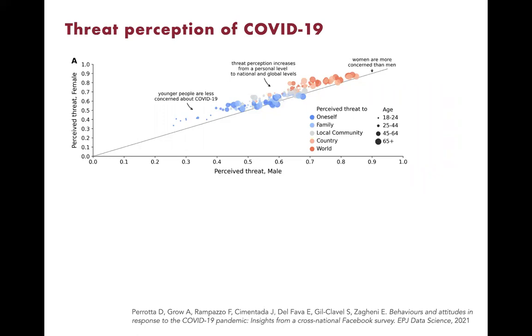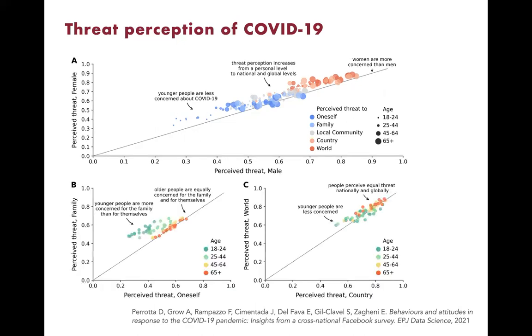And here we can observe a couple of things, right? First of all, this interesting pattern in how respondents perceived higher threat nationally and globally than personally. Secondly, the threat perception was higher among women, except for the threat to oneself and to the family for people aged 65 plus, and we're going to see in a minute. And the third thing is that the younger people were generally less concerned and perceived lower threat compared to older people, with the exception of the threat perception to oneself and to the family.